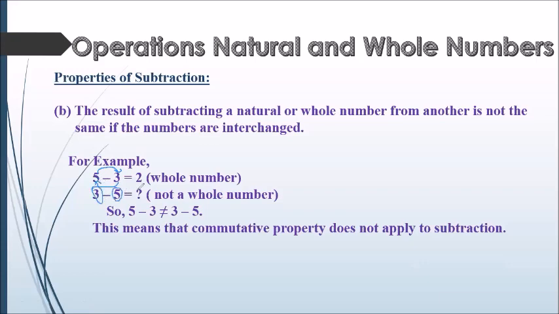Now the answer will be a negative number. This means that the answer has changed. When the answer has changed, this means that the commutative property does not apply to subtraction. 5 minus 3 is equal to 2, but when I change the places, the answer changes. This means these two are not equal. You can write it like this: 5 minus 3 is not equal to 3 minus 5. So the commutative property does not apply to subtraction.